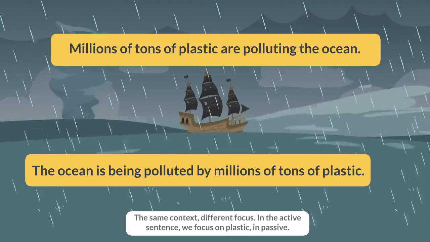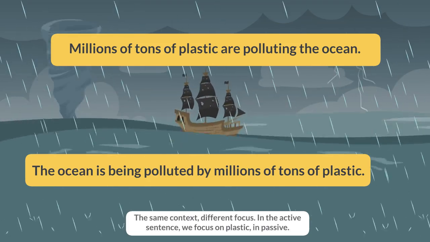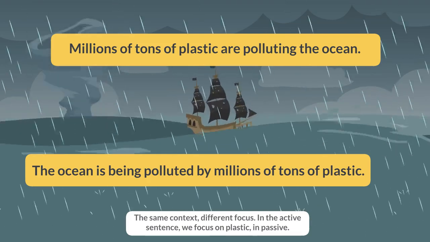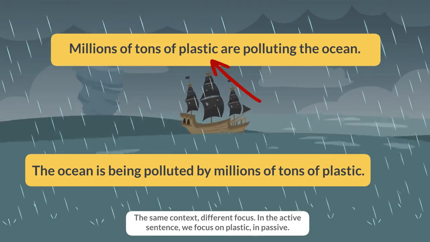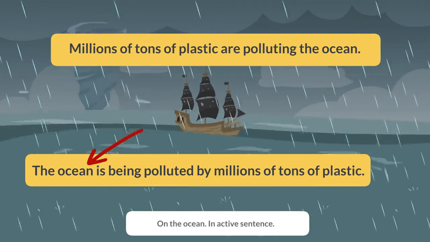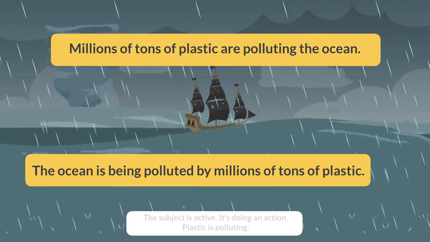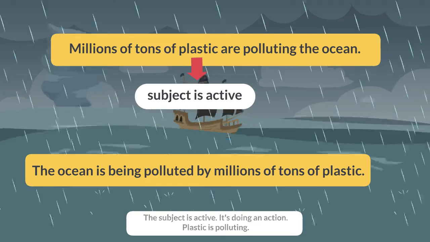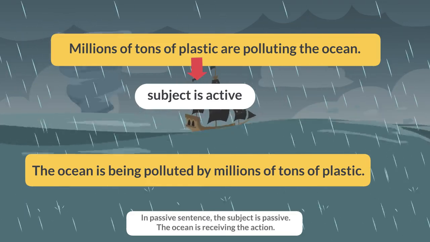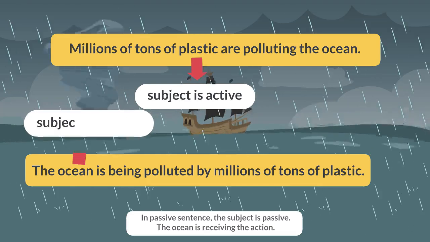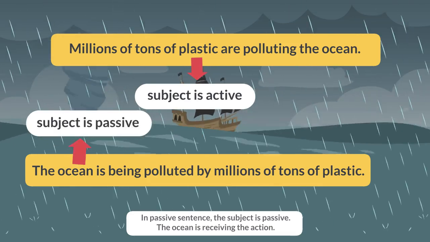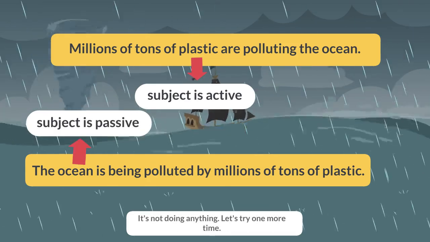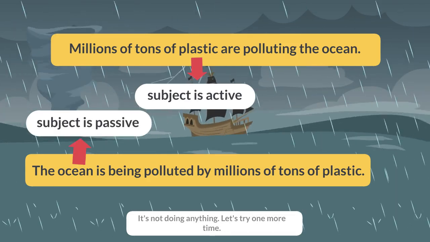The same context, different focus. In the active sentence, we focus on plastic. In passive, on the ocean. In the active sentence, the subject is active. It's doing an action. Plastic is polluting. In the passive sentence, the subject is passive. The ocean is receiving the action. It's not doing anything.